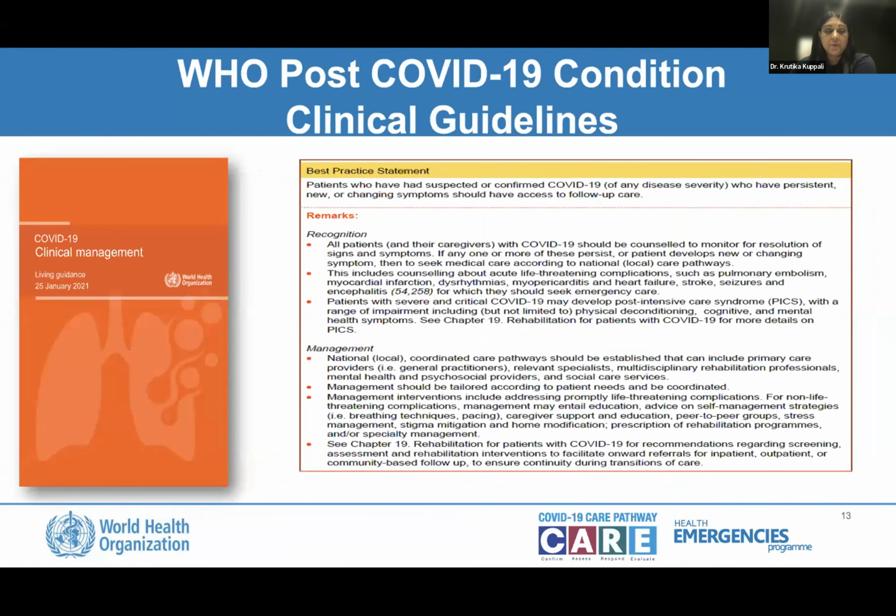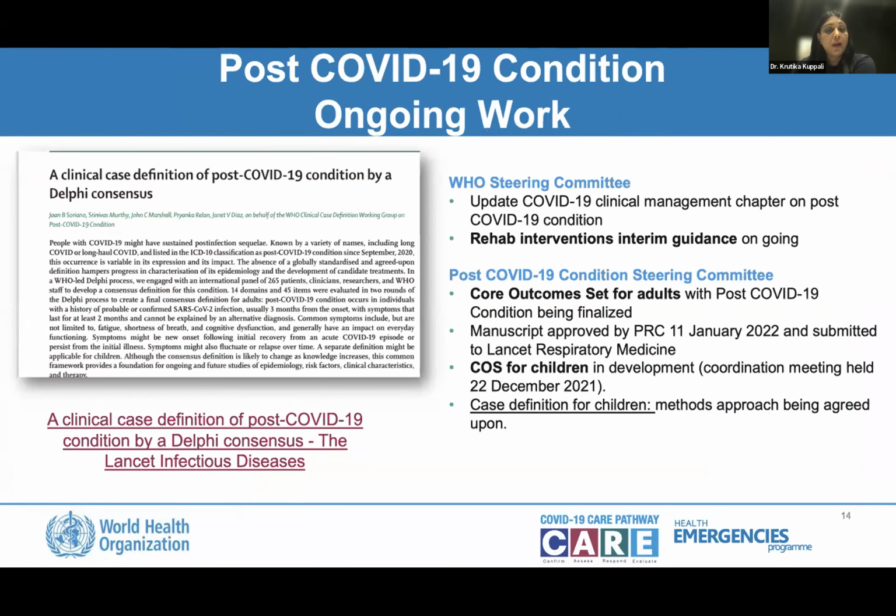So some other things that WHO has done is we have our clinical management guidelines, and in there's a chapter on how to manage patients with post-COVID condition. And we are in the process of working to update this. Right now, our clinical guidelines really talk about having pathways to get patients into primary care and work with relevant specialists in mental health, psychosocial providers and social care services and rehabilitation professionals. And that care should be tailored to the patient's needs. And then some of our other ongoing work.